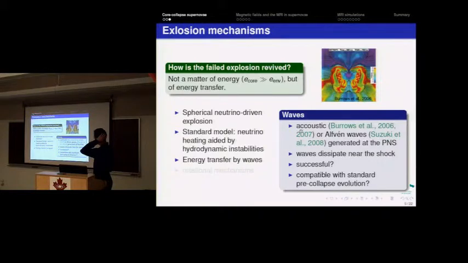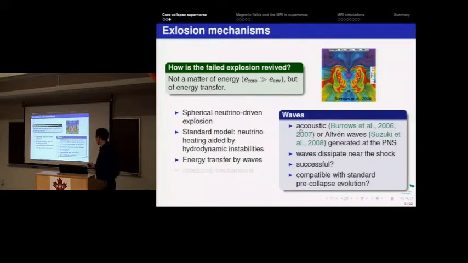Proto-neutron star is located here. Accretion, in this case, generates g-modes, unstable g-modes near the core, from which acoustic waves then travel upwards and deposit energy near the shock wave. It's not fully clear, in particular for this second Alfvén wave mechanism, how successful explosions are in this case.